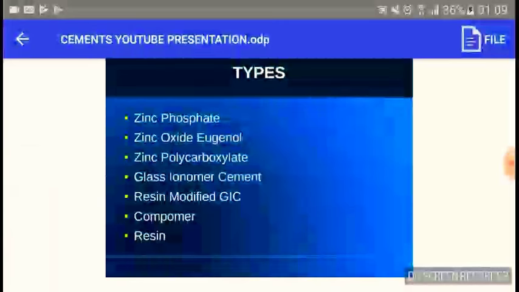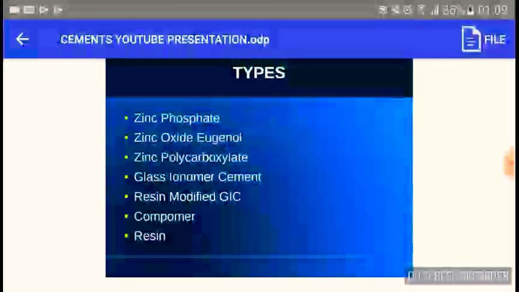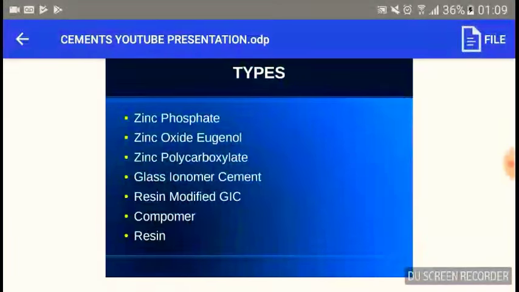So the first one we're going to be looking at is zinc phosphate, which comes as a liquid or a powder. 75% of the powder is zinc oxide, and the liquid is usually phosphoric acid, in a percentage of 38% to 75% phosphoric acid. The interesting thing about zinc phosphate is that it reacts via an exothermic reaction. It gets extremely hot, and when the zinc oxide dissolves within the phosphoric acid, this reacts with another component within the powder called aluminum phosphate, and this produces zinc aluminum phosphate gel, and this in turn produces the set cement.